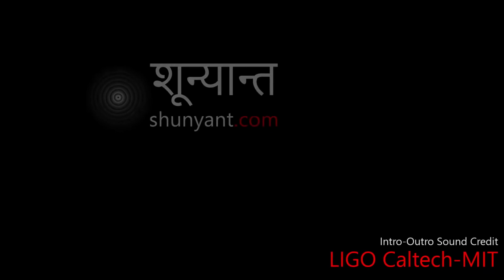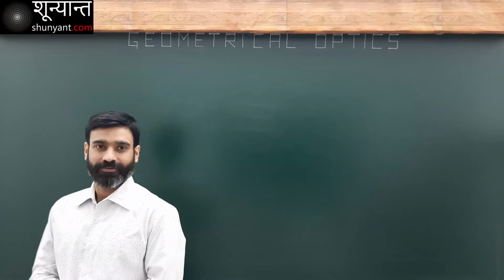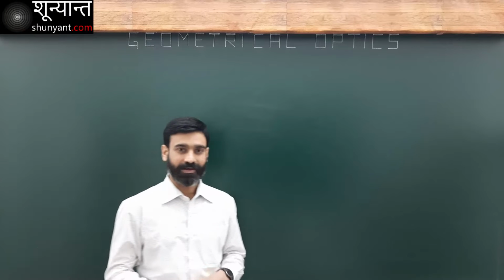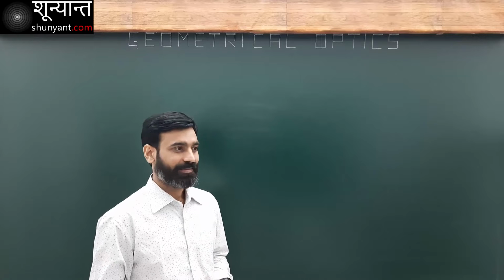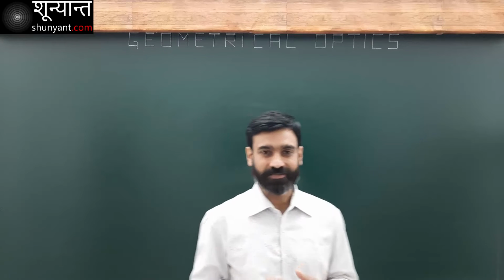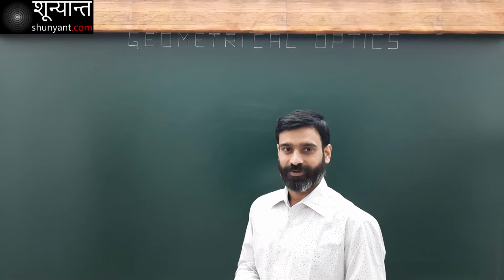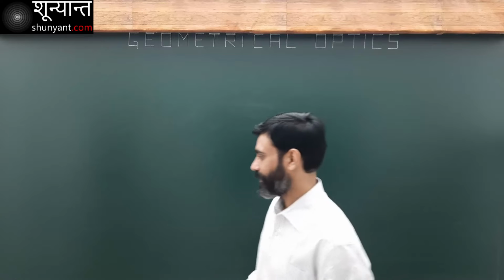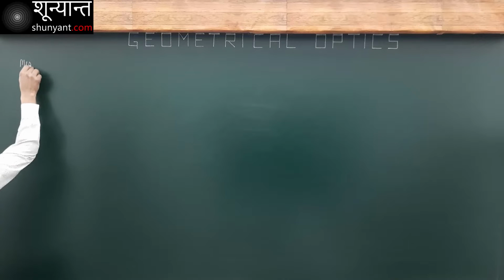Last lecture we started doing spherical mirrors. We looked at the important ray diagrams, laws of reflection, image formation, and all that. In this lecture, let's try to see how all those terms are related. That is the mirror formula. We are going to derive one mirror formula, so let's start doing that.